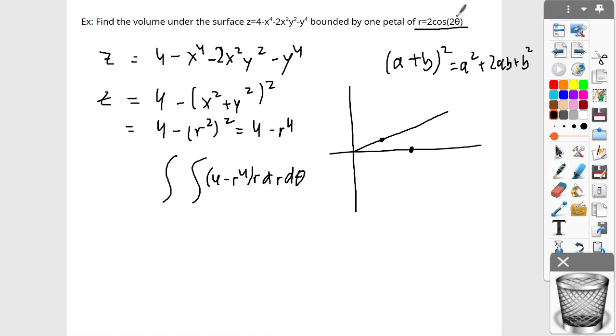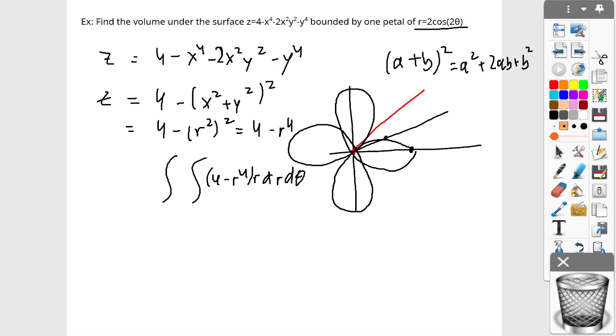And then when theta is pi over 4, something like this, we get 2 cosine pi over 2. Cosine pi over 2 is 0, so it's just right here. And if we go the other direction, if we keep graphing, you'd find the graph looks something like this. If I can draw it, it looks something like that. That's what the graph looks like.